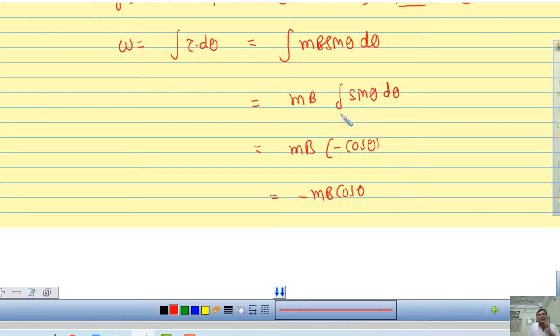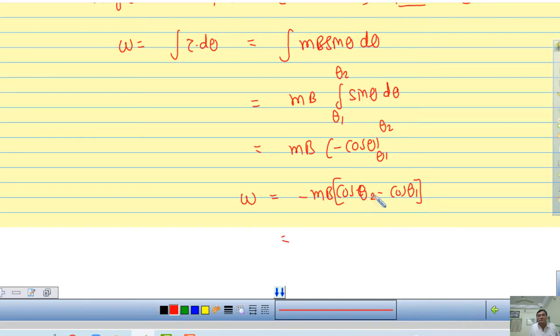We are rotating it from 0 to theta, or from theta 1 to theta 2. You can write that also. So, from theta 1 to theta 2, the result is cos theta 1 minus cos theta 2 with m B. Okay, so this is the work done to rotate it from theta 1 to theta 2.